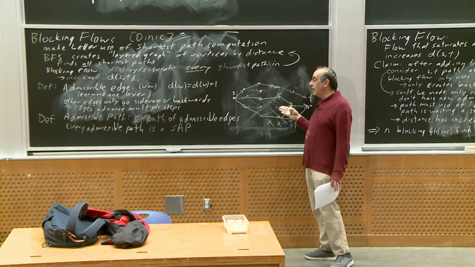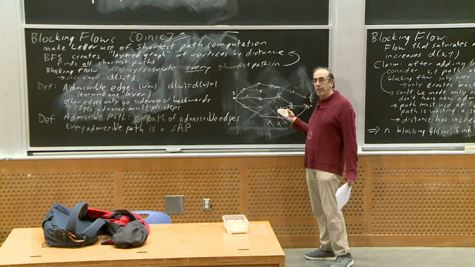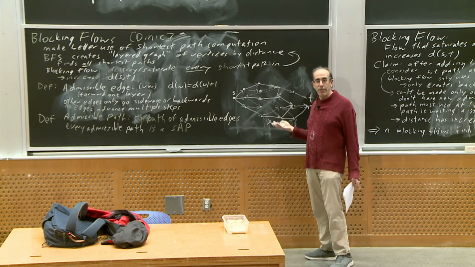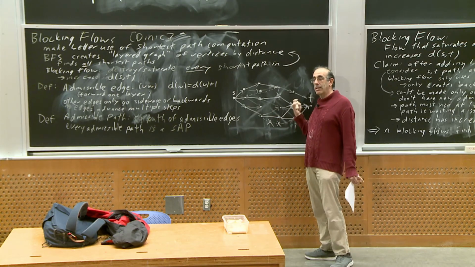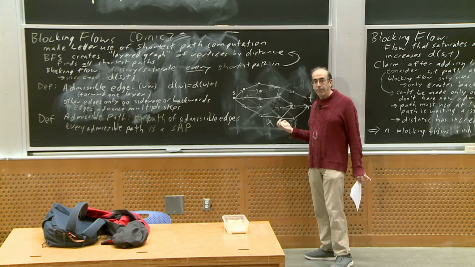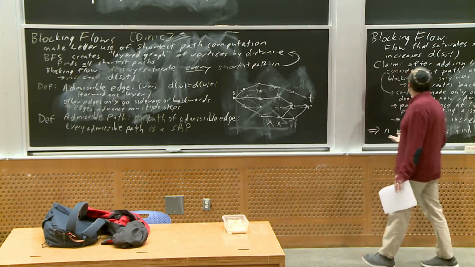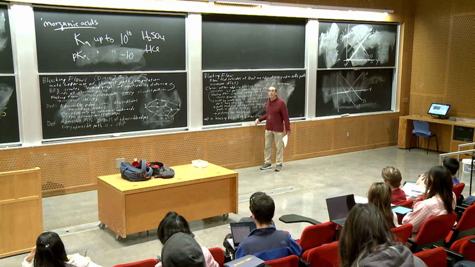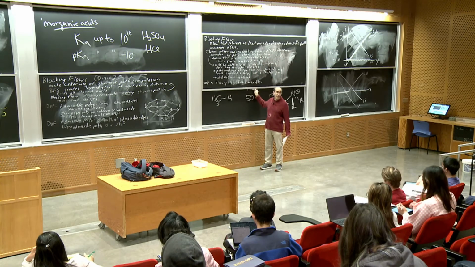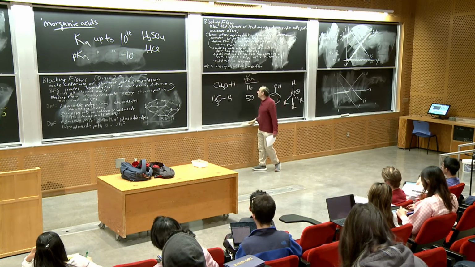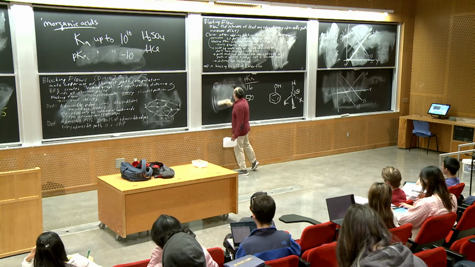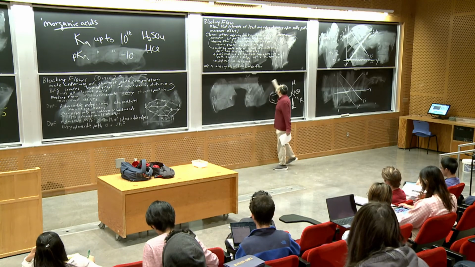Okay. And as you might suspect, finding a maximal flow is easier than finding a maximum flow, because when you're interested in maximality, you can be greedy. So blocking flow algorithms let us think about greedy approaches to finding flow, and will ultimately give us faster algorithms.